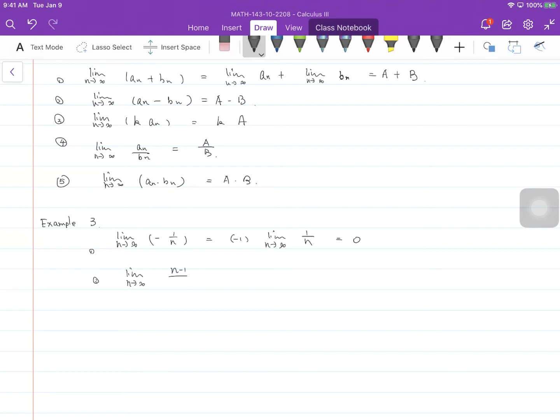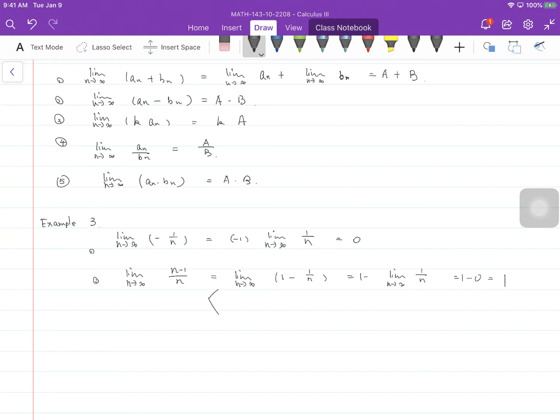There are two ways to do this problem. Okay, the first way, I'm going to show you two methods. The first one, you can simplify this. Use n minus 1 divided by n. We can simplify this into 1 minus 1 over n. And this is 1 minus the limit of 1 over n, which is 1 minus 0, which is 1. Right? This is method 1.